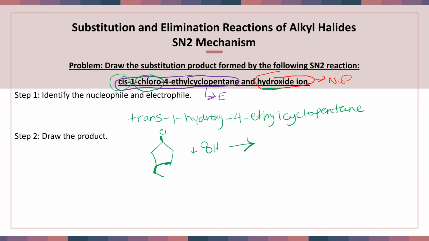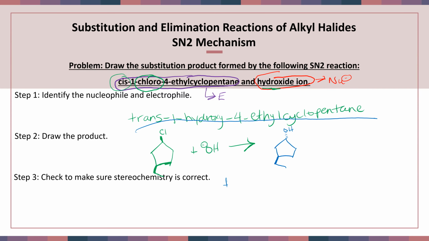This alcohol is going to be trans because of inversion of configuration. So instead of coming towards us, we draw the alcohol group coming away from us. The ethyl group, the configuration for the ethyl does not change, it stays the same. And this is our final product. Trans 1-hydroxy 4-ethylcyclopentane.